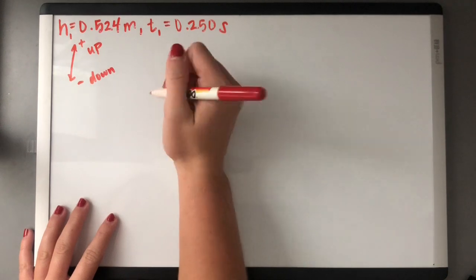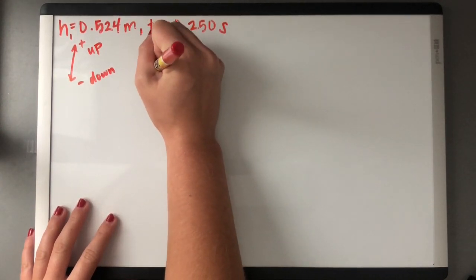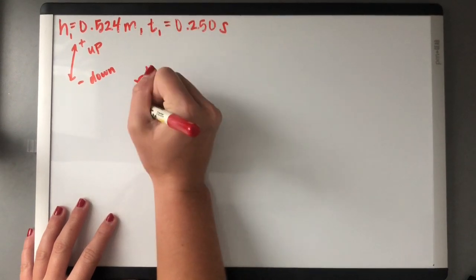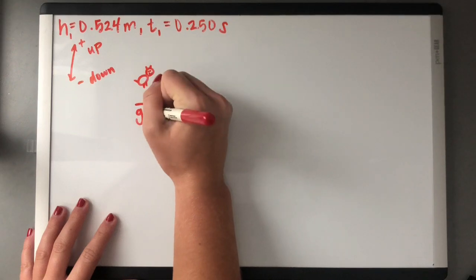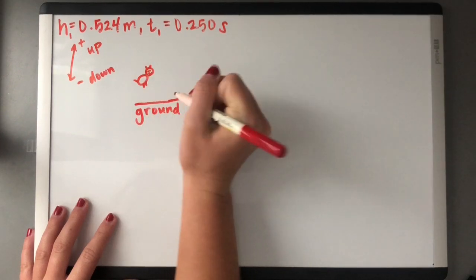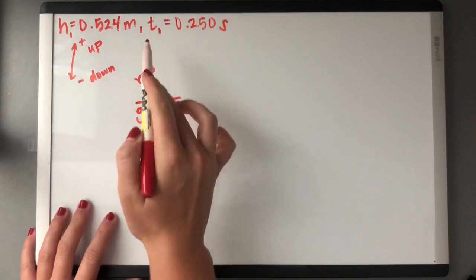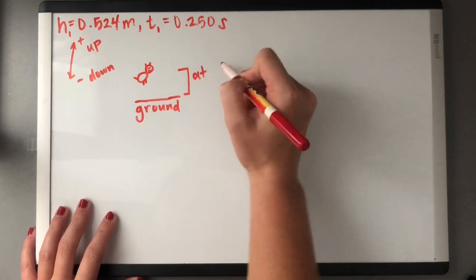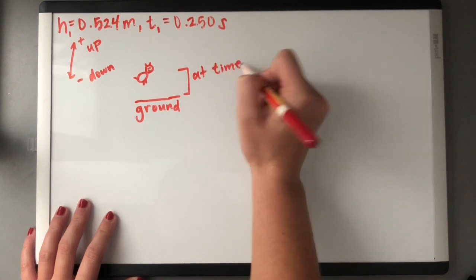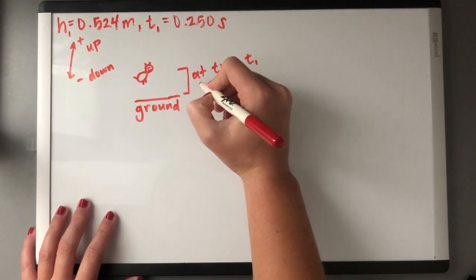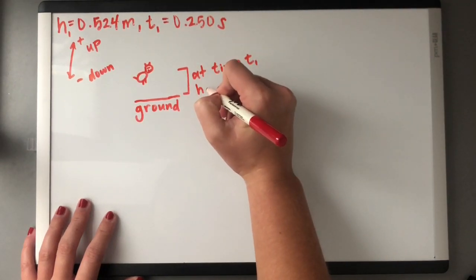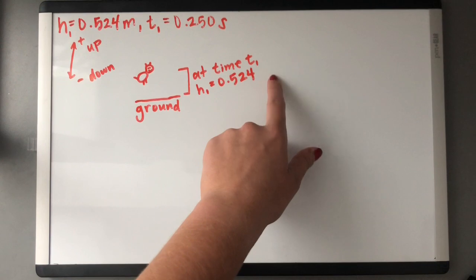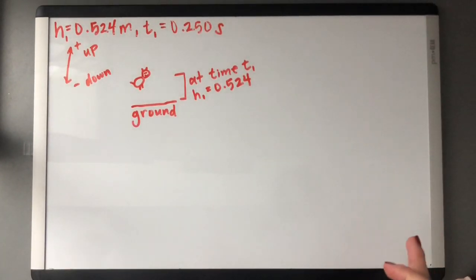We're also going to draw a picture just to make sure that we don't mix anything up. So here's the armadillo. That's his face, and this is the ground. At this point in time, this is time 1. So at time t1, he is at a height of 0.524. And we know that time t1 is 0.25 seconds after initially leaving the ground.